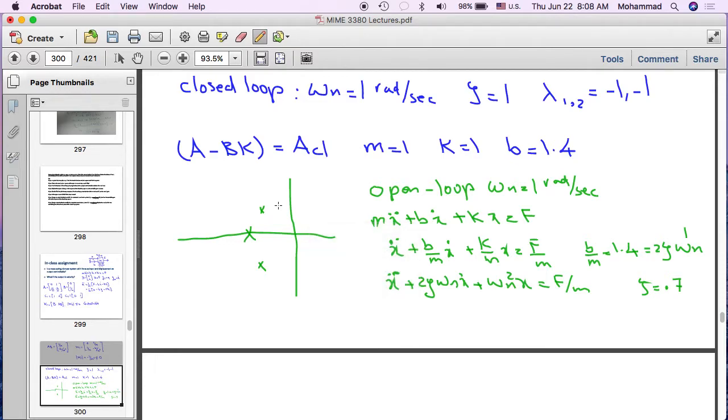Okay, so what's the next step? How can we design this controller to put the eigenvalues where we want them to be? What is the next step? So I'm going to wait for you to suggest something, and I will take that suggestion.